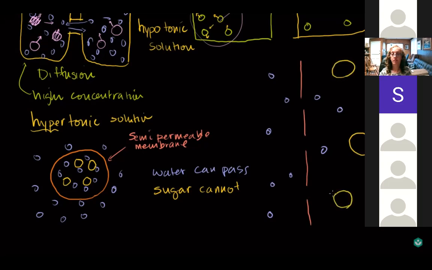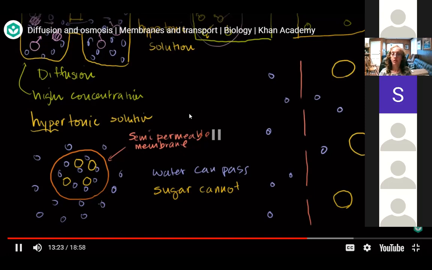Now, what do you think is going to happen in this situation? First of all, let's use our terminology. Remember, sugar is our solute, water is our solvent, semi-permeable membrane. Which side of the membrane has a higher or lower concentration of solute? So you guys, which side has a higher or lower concentration of the solute, the left or the right side?